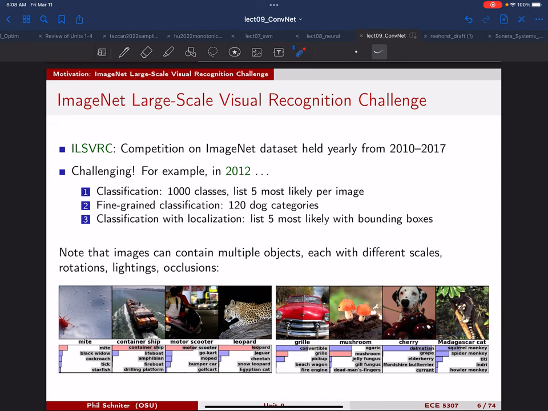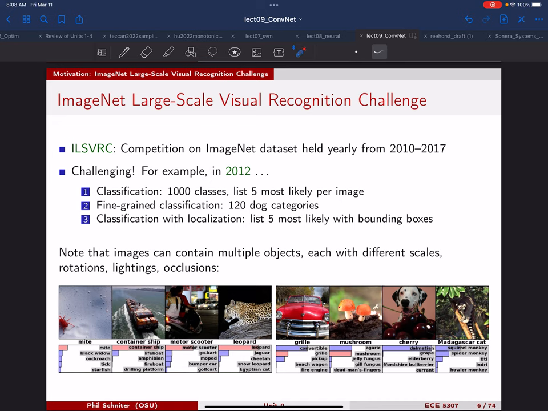In 2012, for example, they had a competition on image classification where they used images from 1,000 classes, and what you had to do was build a classifier that would list the 5 most likely classes per image. I think probably it was ranked, so even within there, you could make a couple of different competitions. One competition could be: is your top ranked pick correct, or is one of your top 5 correct?